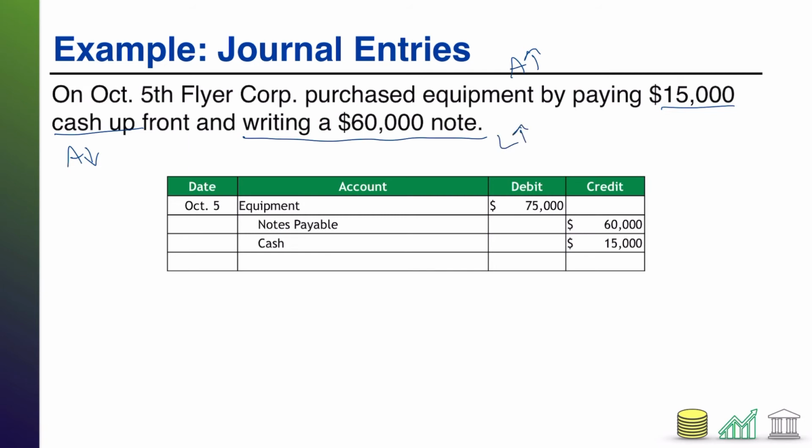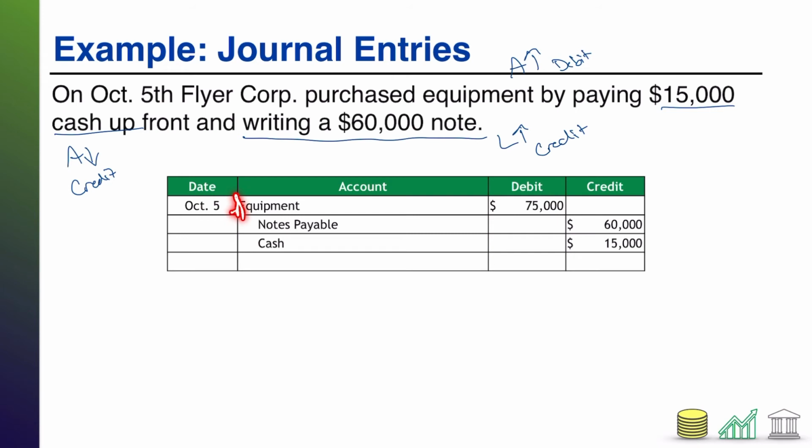So when we think of this in terms of debits and credits, we have one asset going up. That's a debit. We have another asset going down. When assets go down, that's a credit. And we have a liability going up. That is a credit. Now, first thing, date, October 5th. Next thing, the first piece of the journal entry, our debit, right? Debit's first. We have a piece of equipment going up. That's our debit. It's left aligned.